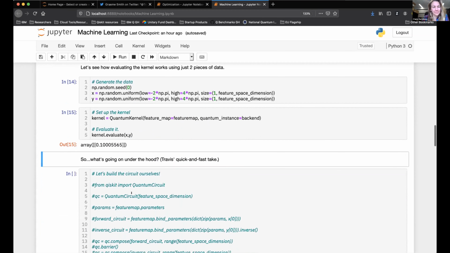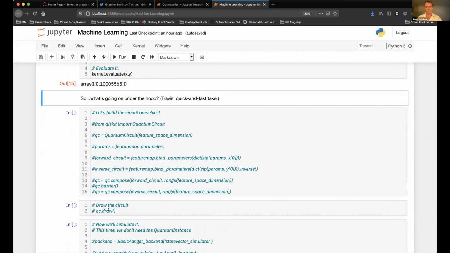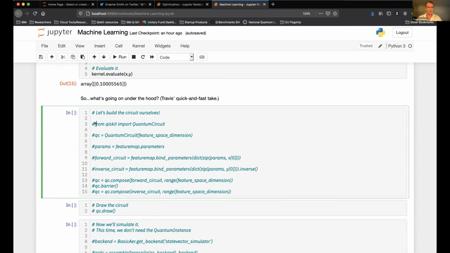Thank you. Okay, so in these small number of lines of code, I showed you how to construct the feature map, generate some data, and then evaluate the quantum kernel. But what I would like to do in the next cell block is show you the ideas behind what this quantum kernel object is using in order to do that. And so we're actually going to build the circuit ourselves. So in that case, we need our quantum circuit object.